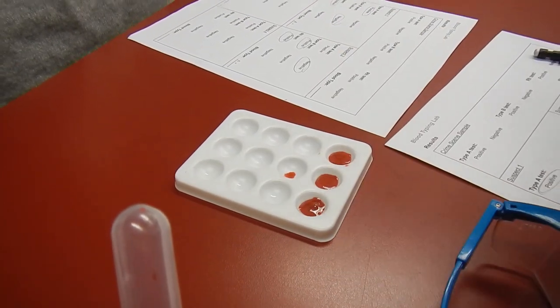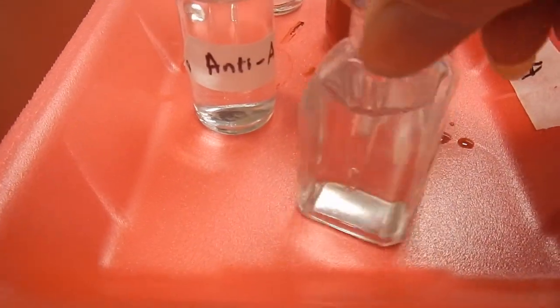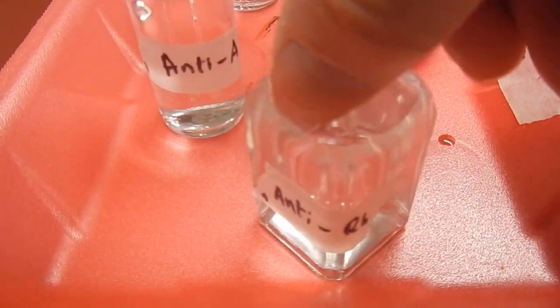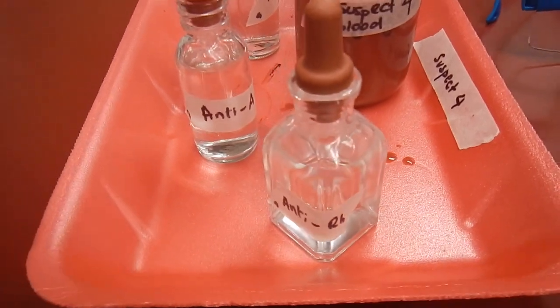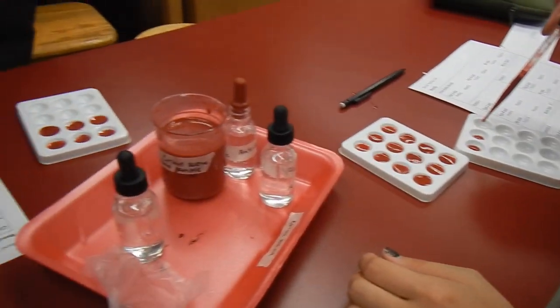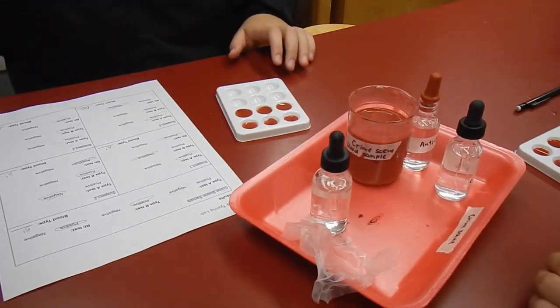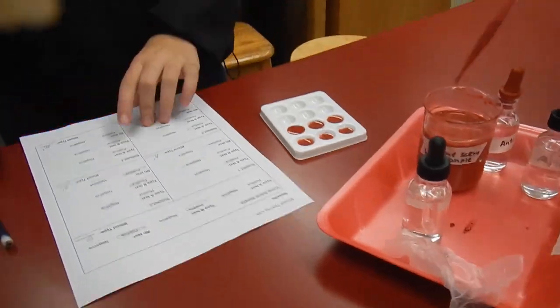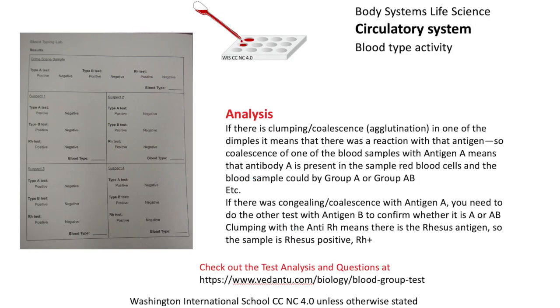Anti-B, which means that it's AB. It's AB. AB minus. You can do all the cleaning up. This is 4. Negative, positive, positive. Of the 5 blood samples.